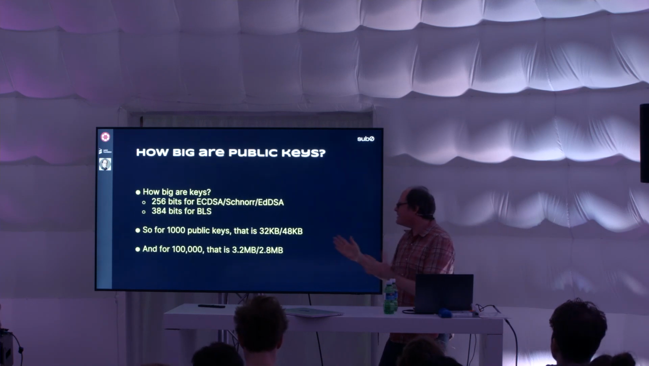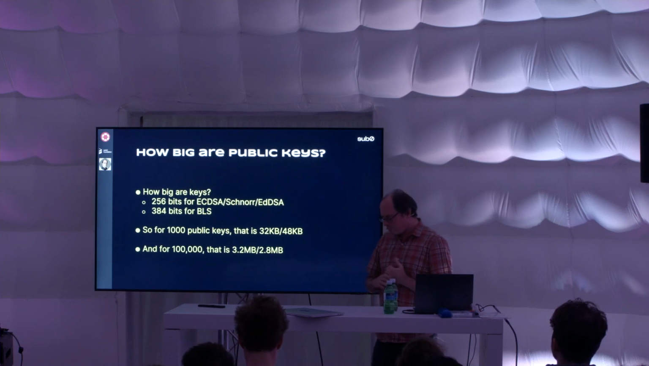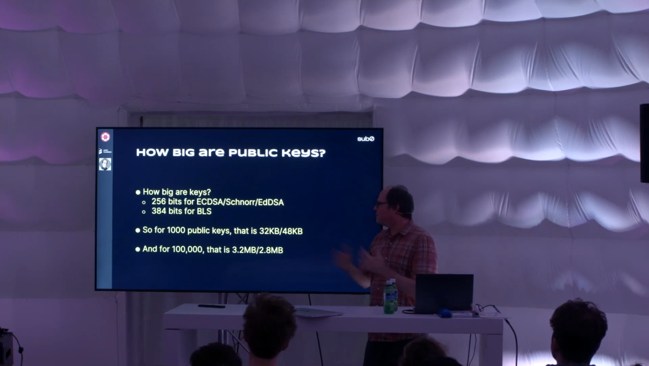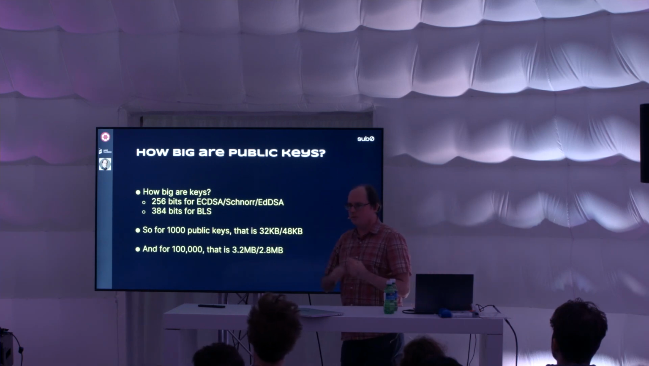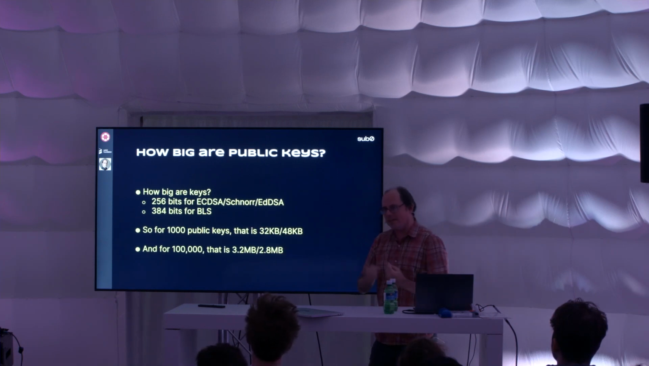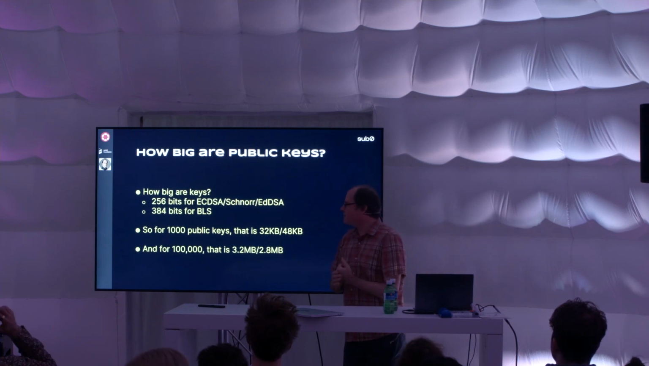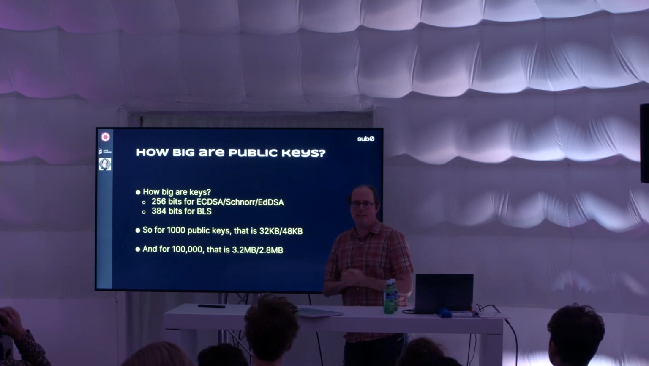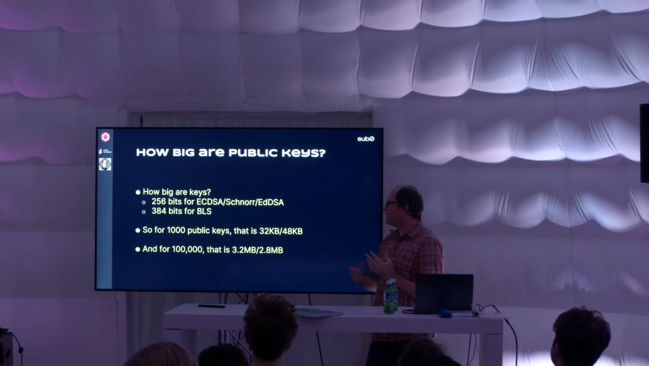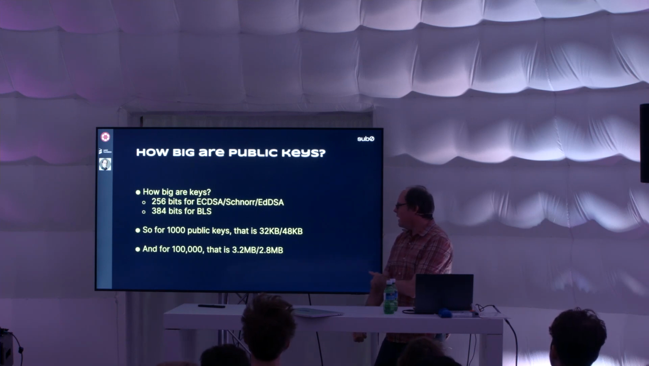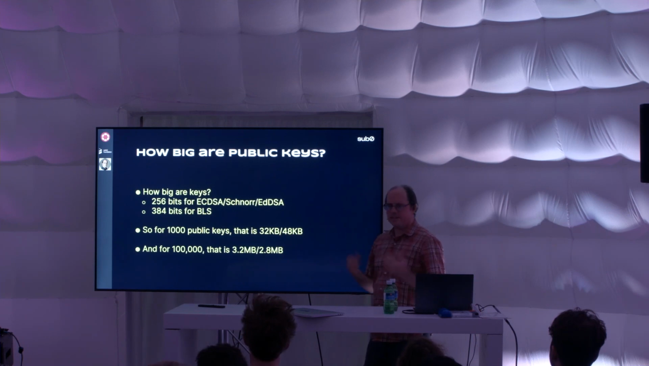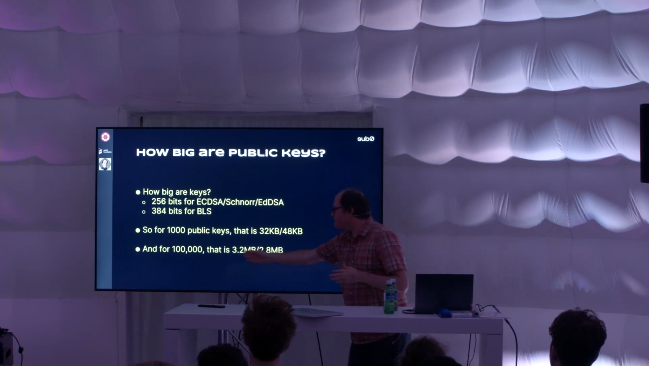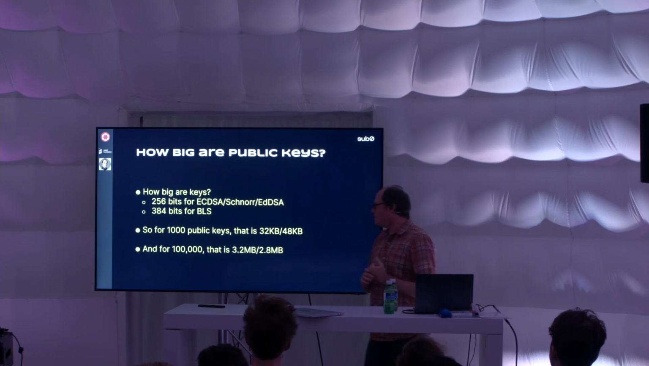Let's think how big these are. One of these Schnorr signatures, one of these Schnorr public keys, ECDSA, Ed25519, secp256k1, all these things are 256-bit public keys. You also have 256-bit signatures. And in BLS, if you want to be secure, you need to make the keys a bit bigger, 384 bits. If it's 1,000, we're talking tens of kilobytes. If you're in an Ethereum situation, it's megabytes for your hundreds of thousands.